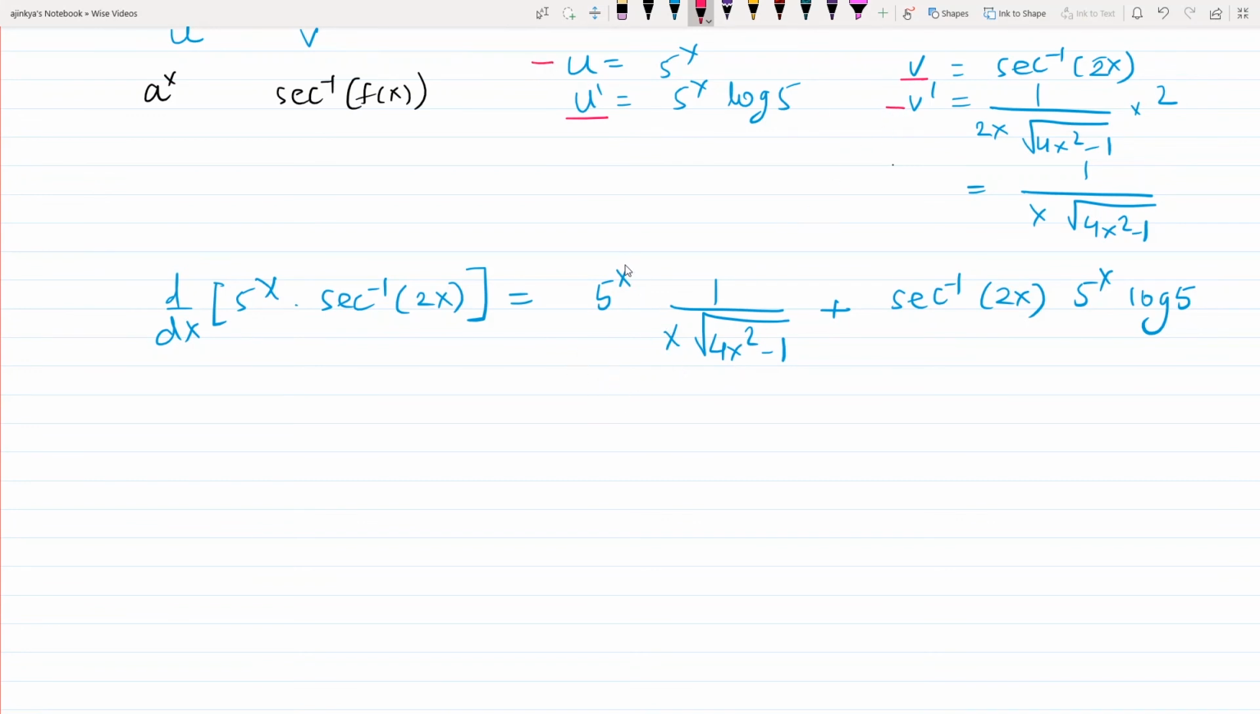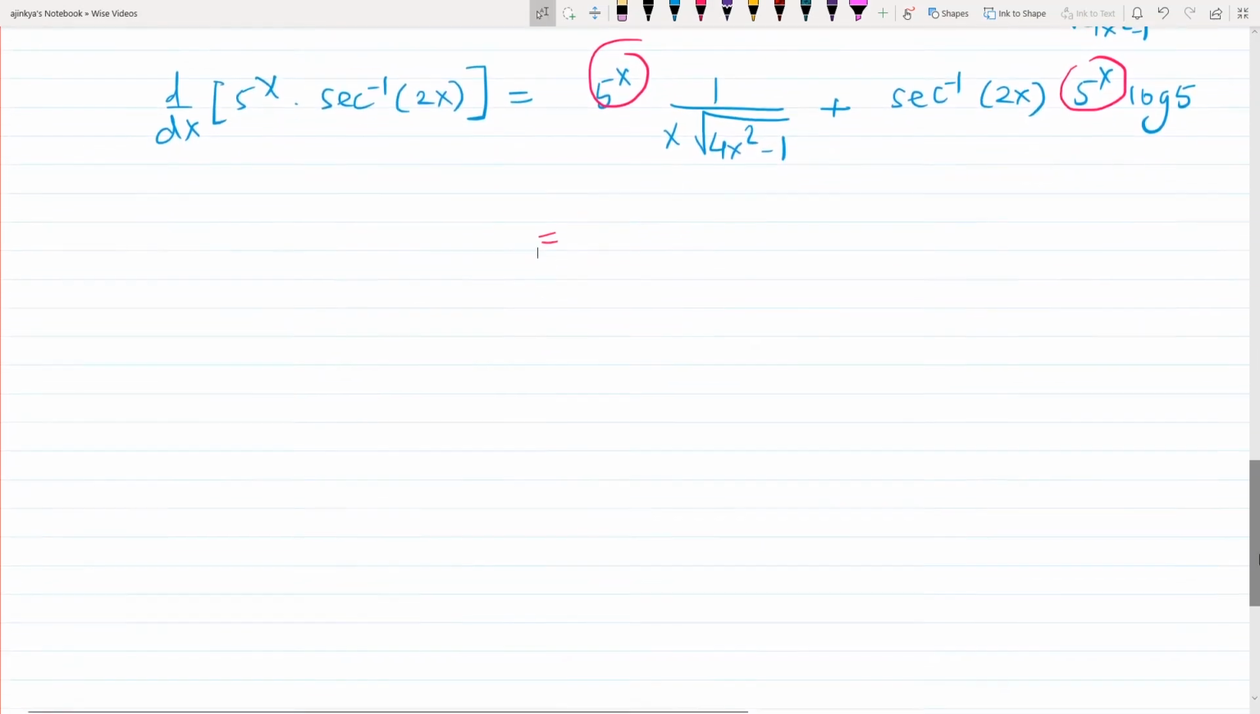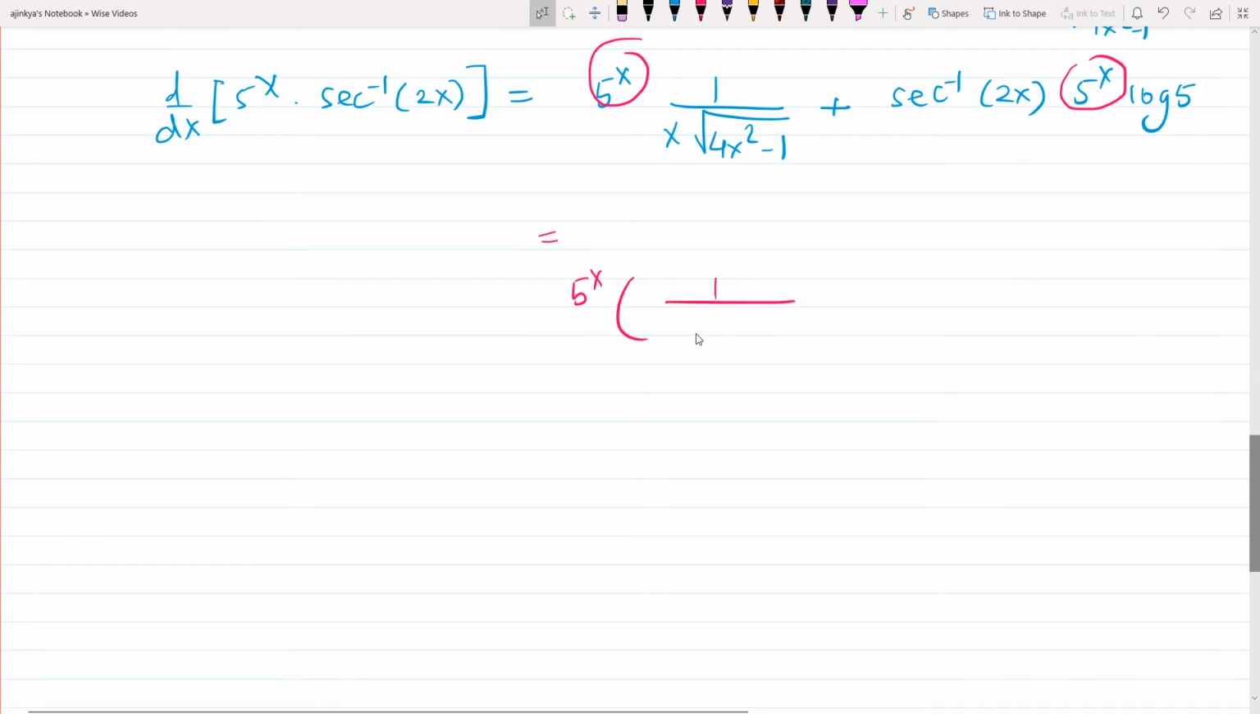So in these two terms we have 5 raised to x as common, so we can take that out, and your final answer can be defined as 5 raised to x in common, 1 divided by x under root 4x squared minus 1 plus sec inverse of 2x times log of 5. So this is your final answer.